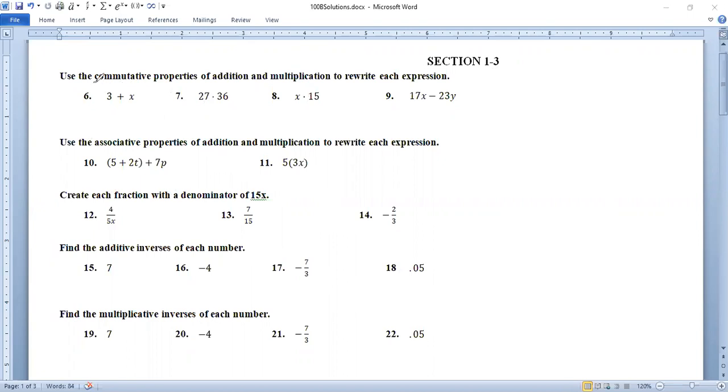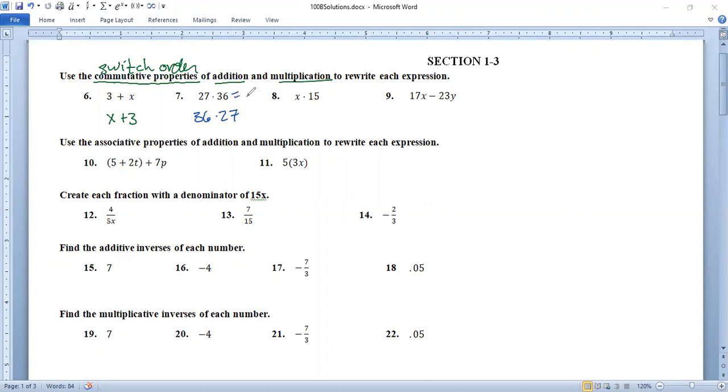Use the commutative properties. So commutative is to switch order of addition and multiplication. So anytime we've got a plus sign or a times sign, we can switch things in their order and rewrite each expression. So here we've got 3 plus x. We can rewrite it as x plus 3. Here we've got 27 times 36, that's 36 times 27.